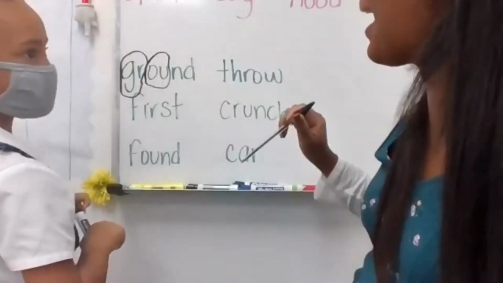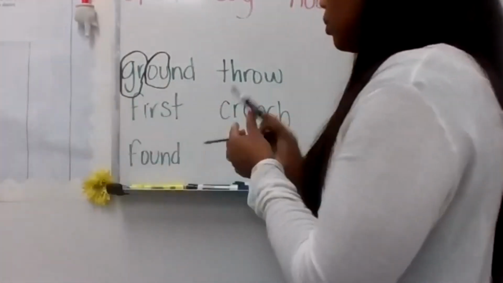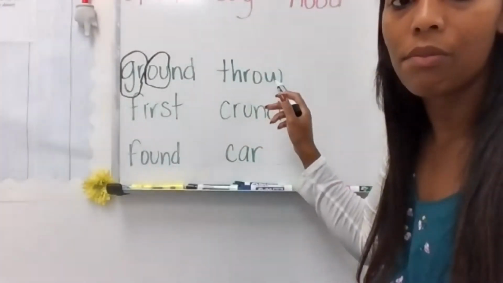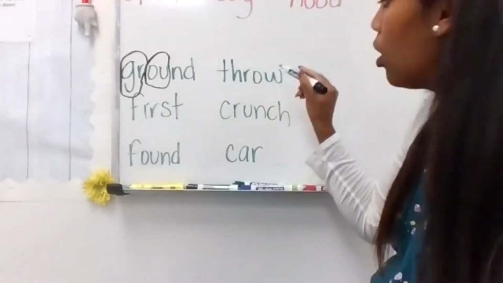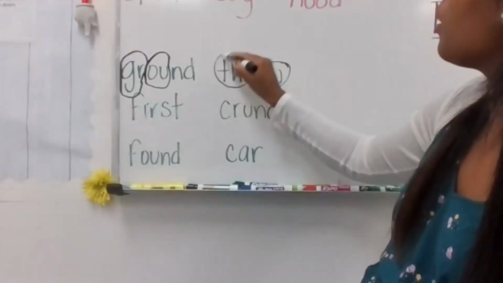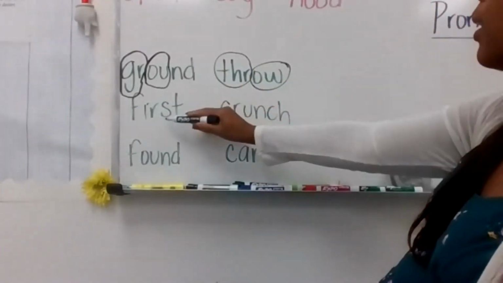So, ground, okay? Next one, Dennis, tell me the sounds. What am I circling? O-W, and T-H-R. T-H-R, what's the word? Throw. Okay, Faith, the next one.